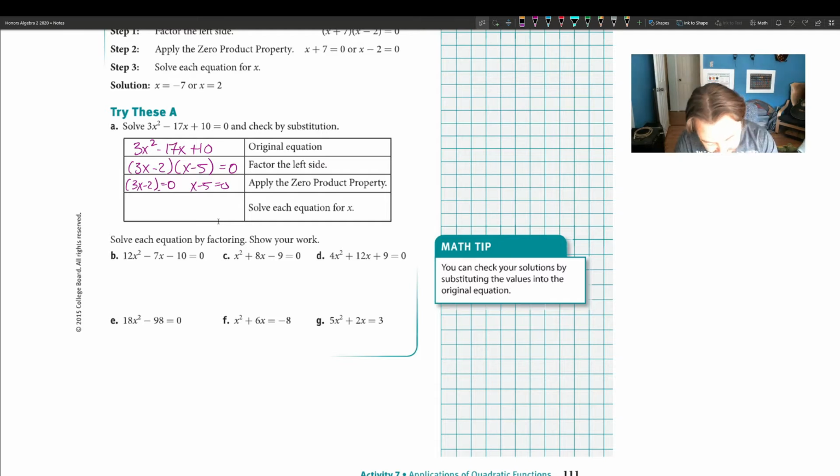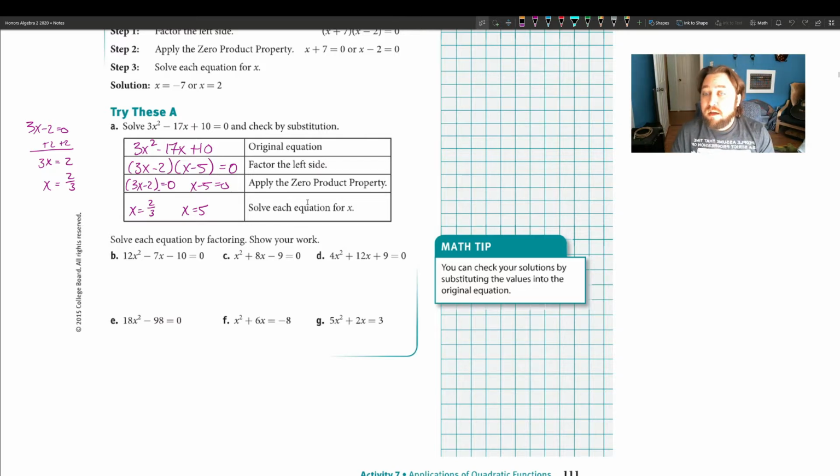So if I do that off to the side, 3x minus 2 equals 0, I will add 2 to both sides, get 3x equals 2, divide everything by 3, and we get that x equals 2/3. On the other side, x minus 5 equals 0, I would just add the 5 over, and I would get that x equals 5. So those are the two solutions to my quadratic equation.